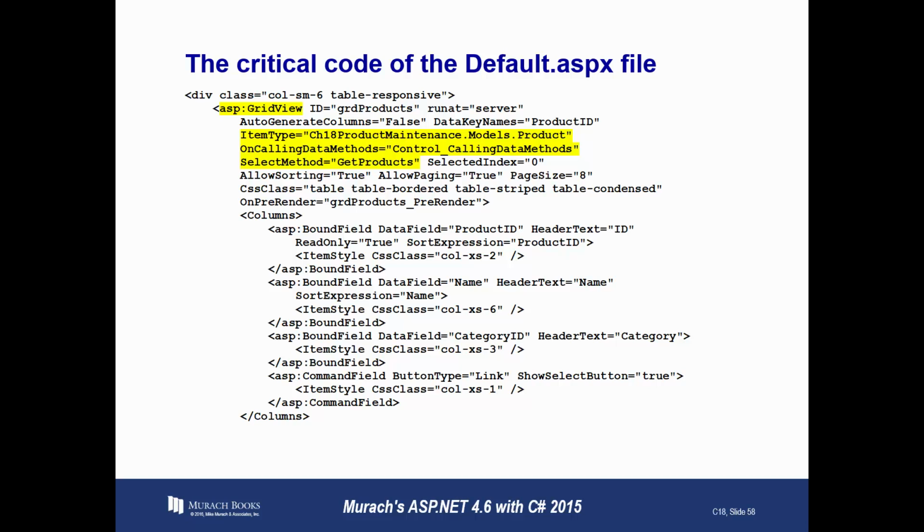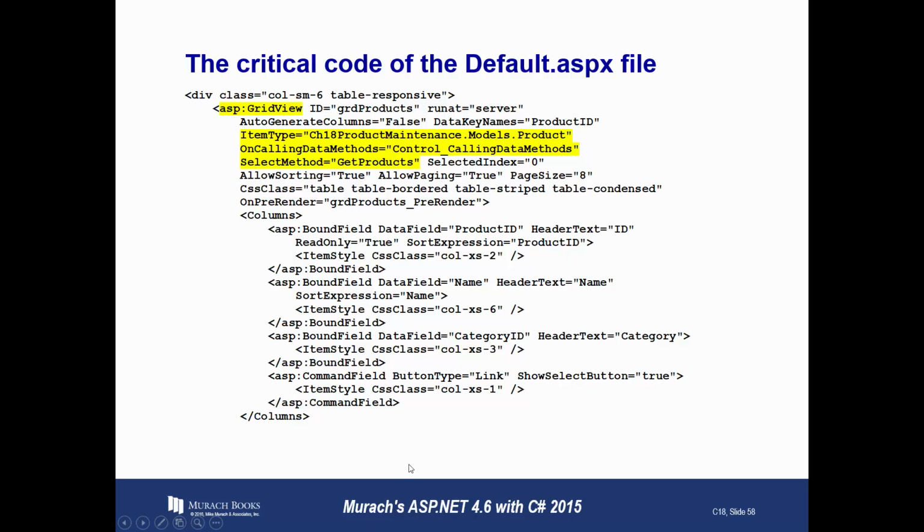Now, what's shown in the book on pages 679, 680, and 681 are what the author deems the critical code of the default.aspx file. All right, the grid view is similar to the one that we saw earlier in the chapter for the product list application. What's different is it includes an event handler for the calling data methods event. As this event handler is also used by the details view control, it's given a generic name of control calling data methods, and you can see it in the yellow there.